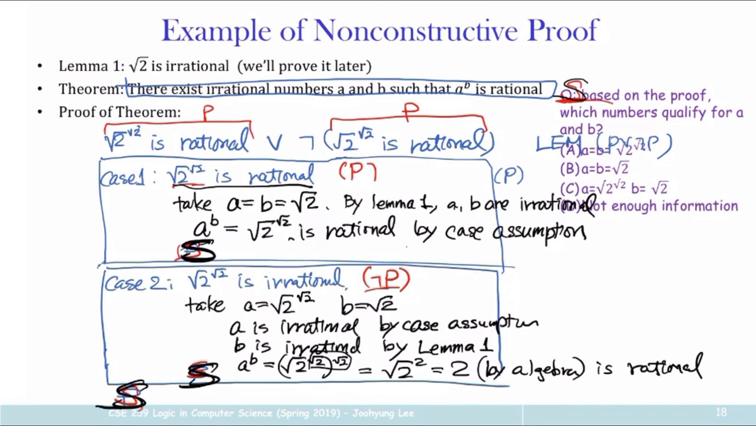Well, I don't know whether you can read. Let me write here. So based on the proof, which numbers qualify for A and B? Choice A is square root of 2. Choice B is square root of 2 to the power of square root of 2. C is not enough information. So let's do the quiz here.